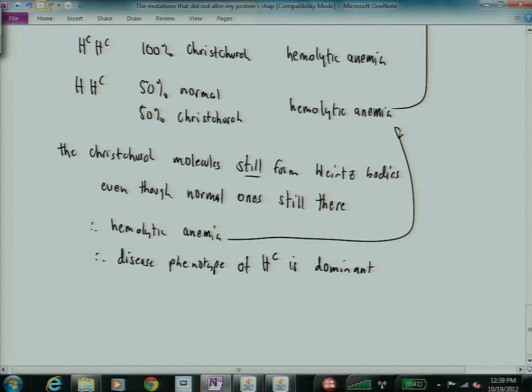Yeah. Levi. Normal hemoglobins. I should say, let me take that. I can fix that. Normal hemoglobin, or yeah. Even though it's a 50-50 mix of normal and Christchurch, the normal ones can't fix the broken ones. Yeah.